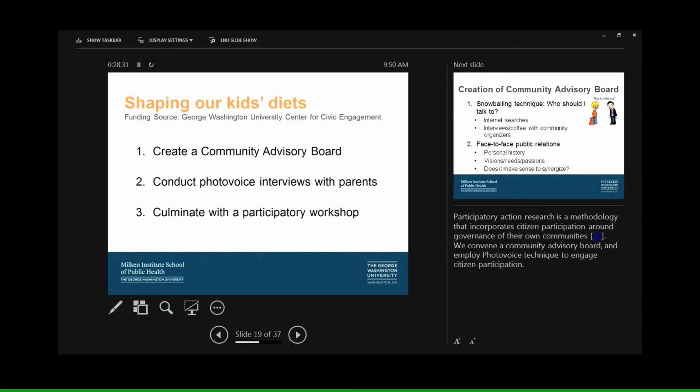Create a community advisory board, conduct photo voice interviews with parents, and then have a culminating workshop where we're inviting parents, we have our community advisory board, and also policymakers, and opening up to other stakeholders to display the pictures from photo voice and say these are the issues that parents are facing, these are the barriers and the motivators, and let's think about the most efficient strategies that we can incorporate, maybe things that are already happening, and maybe things that need to be created de novo.